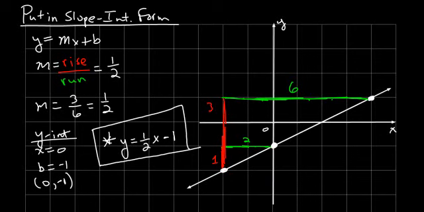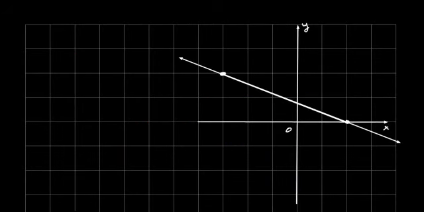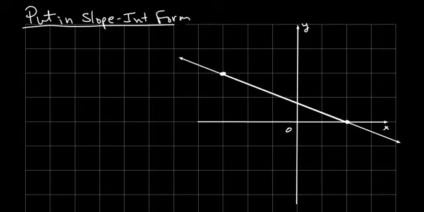Let's jump to another example over here that I have ready. So let's put this in slope-intercept form. We want to put it in the form of y equals mx plus b, where m is my slope and b is my y-intercept, or the y-coordinate of my y-intercept. Let's do slope first. m equals rise over run.